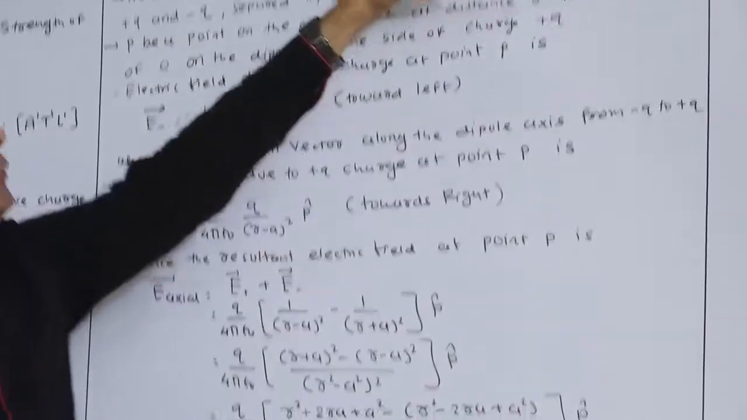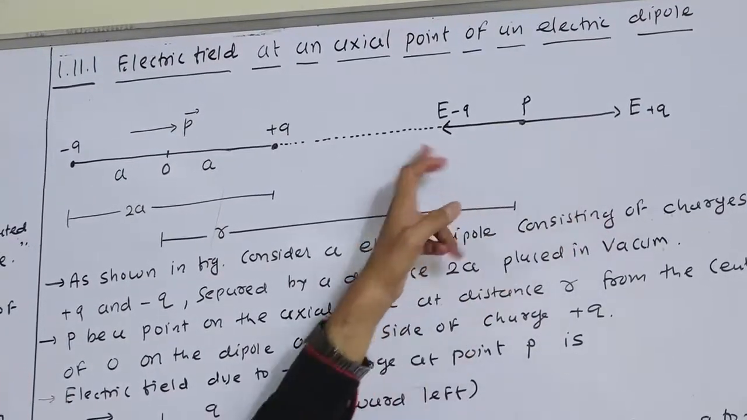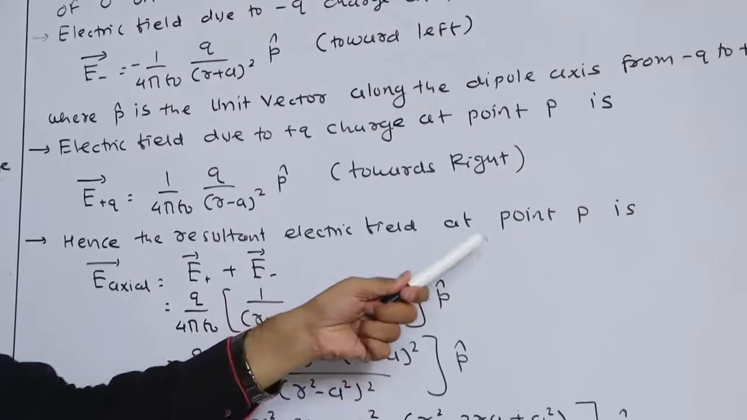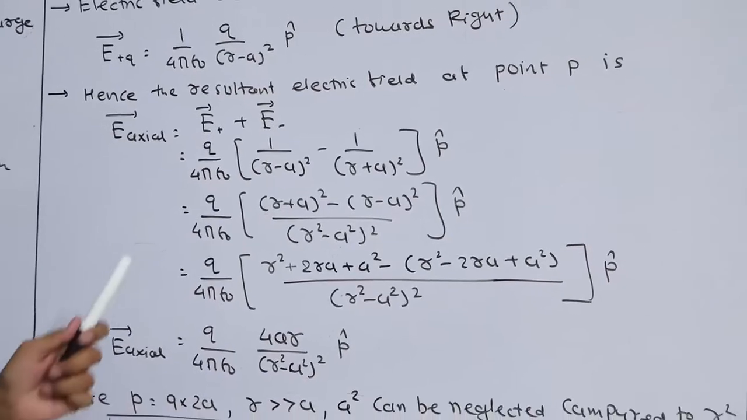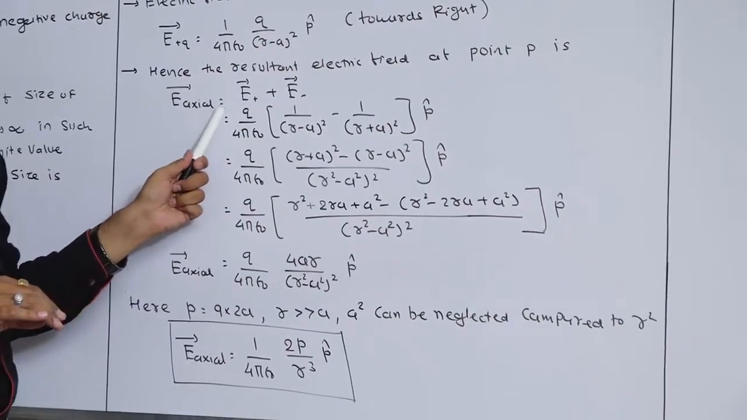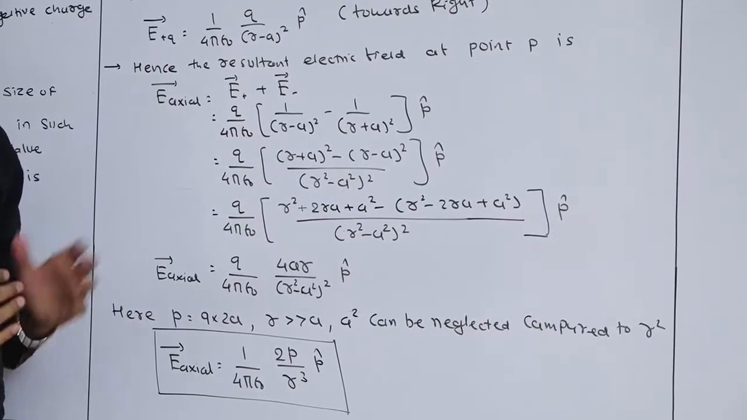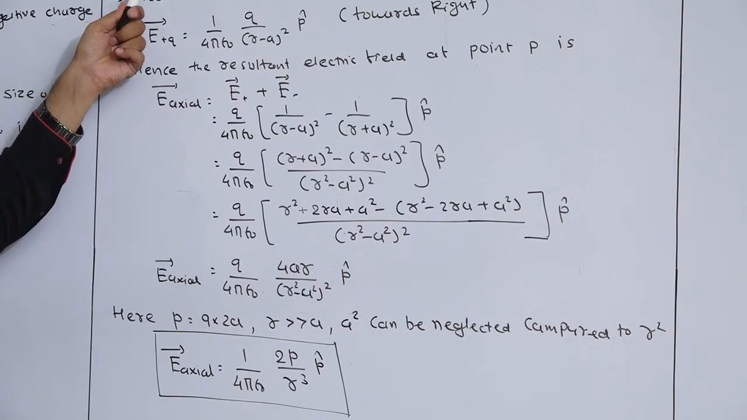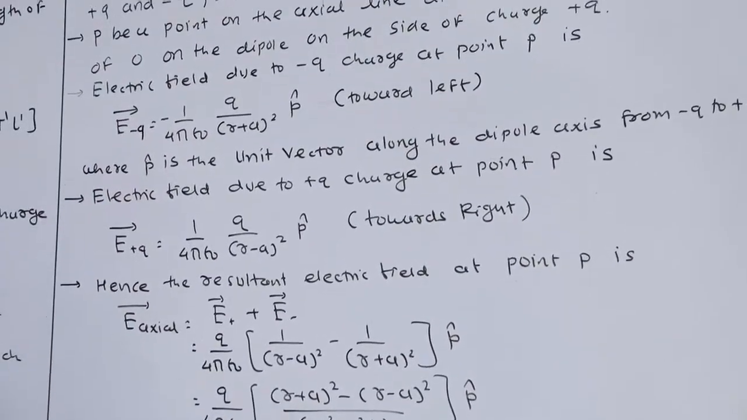Now at point P, two electric fields are acting: E plus q and E minus q. So student, the resultant electric field at point P is given by E axial equals vector E plus plus vector E minus. Now simply substitute the value of E plus q and the value of E minus q.